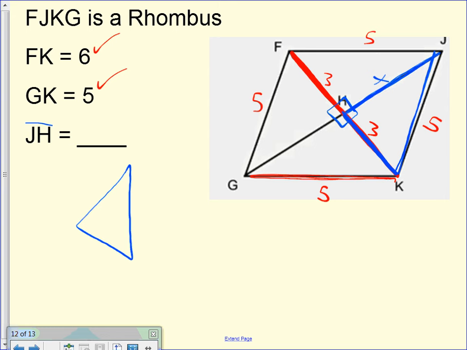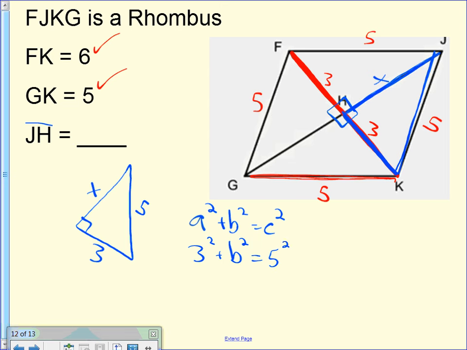And not the best drawing, but either way it works. That's my 5. That's my right angle. This is x, and this is 3. If you're jumping out of your seat saying you already know what x is, then that's awesome. But if you're not, that's all well and good. We can all still figure it out. Right triangle, you got 2 sides, you got to find the third. Pythagorean theorem, got it written all over it. A squared plus b squared equals c squared. So my a is 3. My b is unknown. My c is 5.